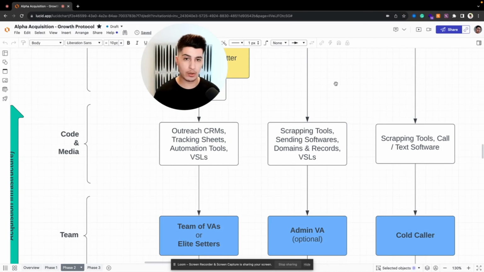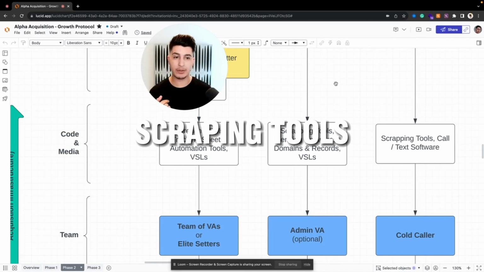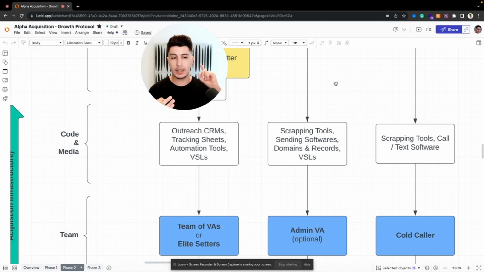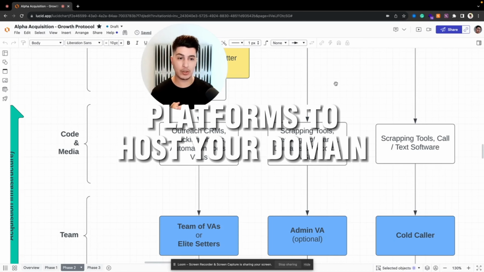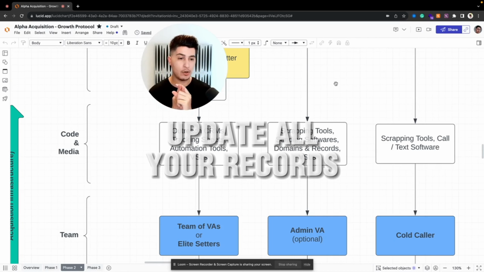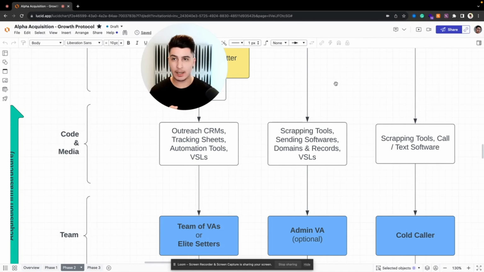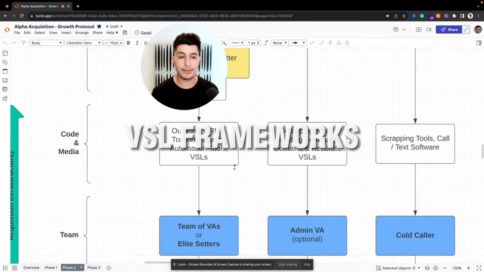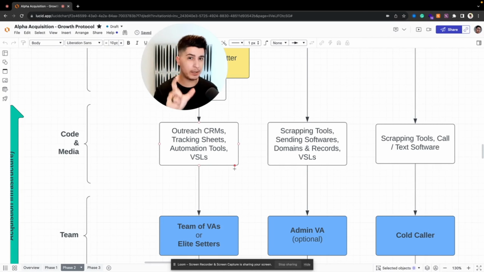Now, when it comes to cold email, and I'm talking about like mass email, you'll need scraping tools, sending softwares, platforms to host your domains and update all your records, SPF records, DKIM, all that complicated stuff. You also need VSL frameworks that will work a little bit differently compared with the social media ones.